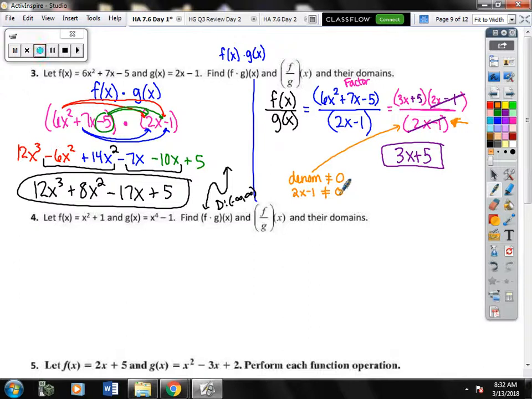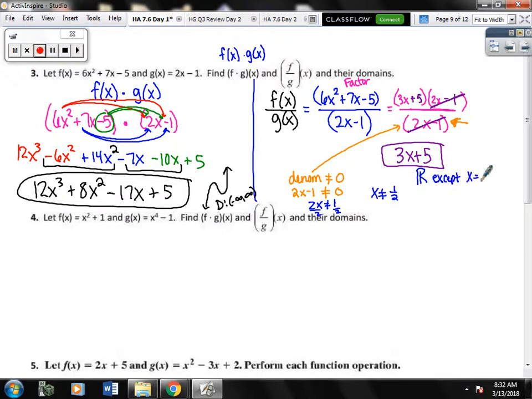Remember doing this in chapter 5, where we'd state restrictions on the domain? So we would then add 1 to both sides, divide by 2, and so we'll get x cannot equal 1/2. So there's two ways that you can write the domain then. You could say all real numbers except x cannot equal 1/2.